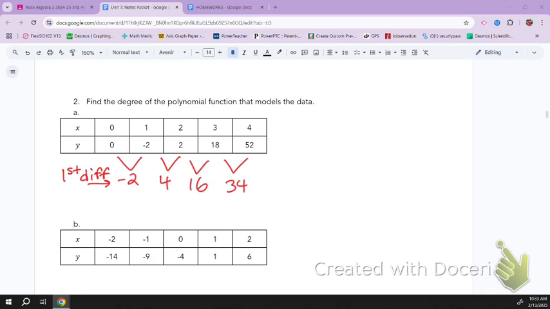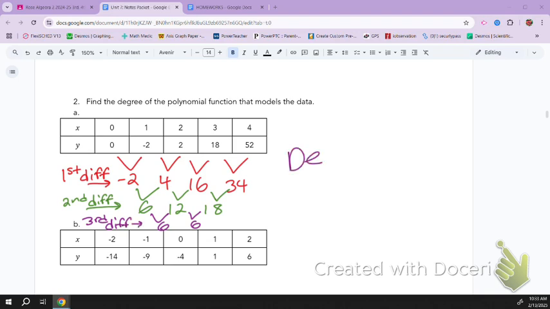Now we've got to go to a second difference. Between negative 2 and 4, what happened? Between 4 and 16, what happened? Between 16 and 34, 18. Okay, so that's our second difference. We're not at a common difference yet. I hope it's this third one. Looks like it. This goes up 6. This goes up 6. So it took a third difference to get there. So what's the degree of our polynomial? A third degree. I want you to try B.